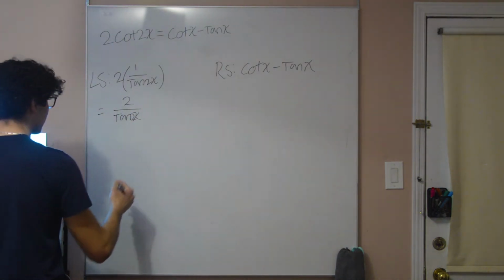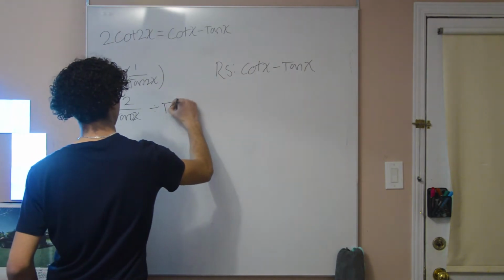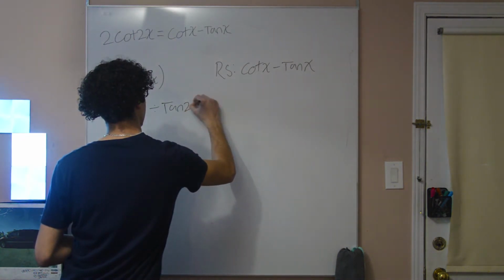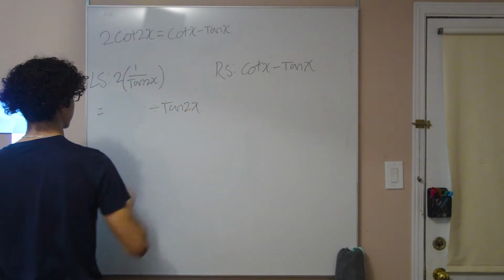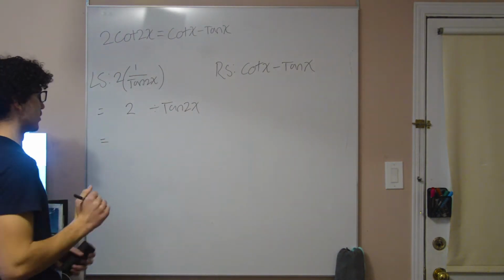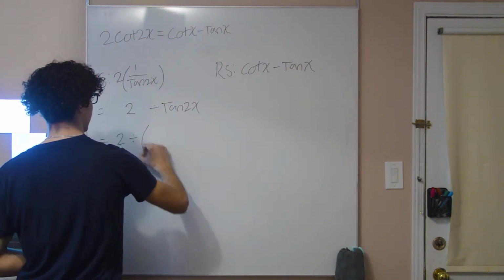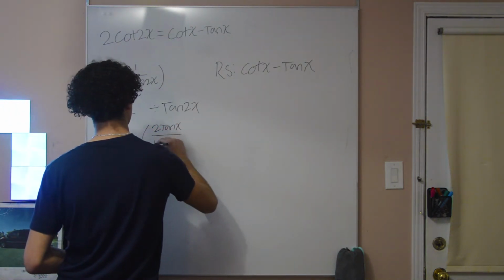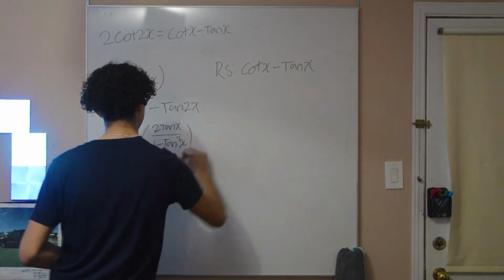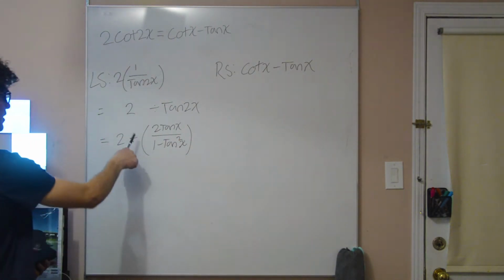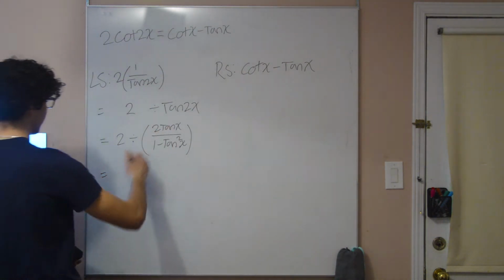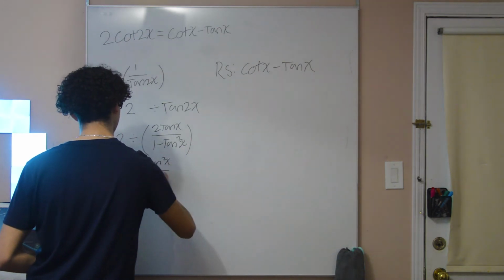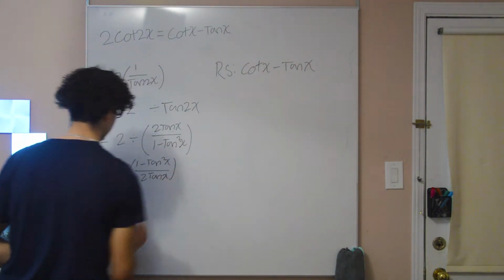And from here, I'm just going to rewrite it as 2 divided by tan 2x. I'm just going to write it like this, and you'll see why in just a moment. So now we're going to change our tan 2x. We know it becomes 2 tan x over 1 minus tan squared x, just like that. And the reason I did this is because now we can turn this into a multiplication by flipping. So it becomes 2 times 1 minus tan squared x over 2 tan x, just like that.